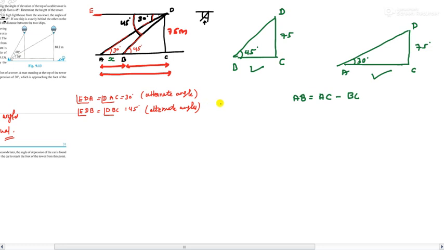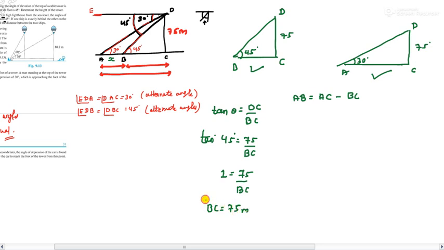Yeah, so see, from the first figure, if I use tan theta, I'll get DC by BC. So this is 45, it means 75 by BC, correct? Yes, tan 45. So what is tan 45? 1. So 1 is equal to 75 by BC. So BC will be equal to 75 meter. Got it? We got the length of BC.